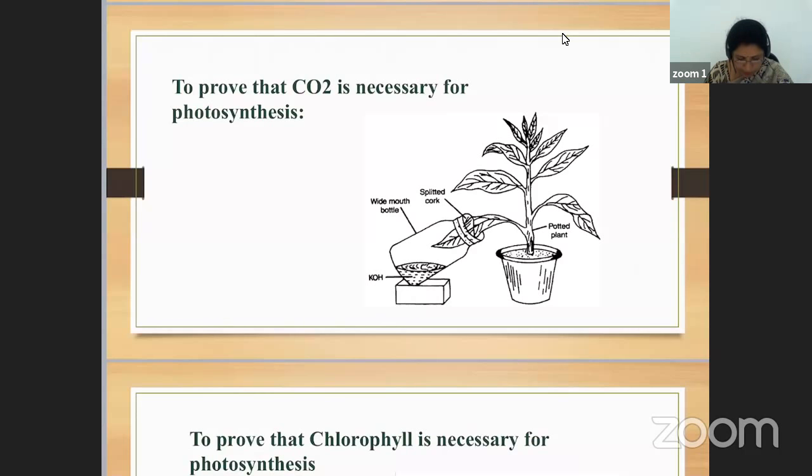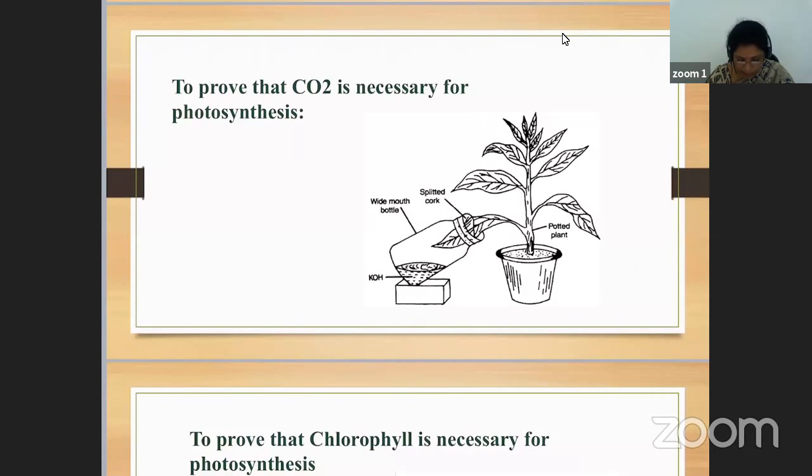Now, we will prove that oxygen is produced during photosynthesis. Till now, we have discussed what is essential for photosynthesis. We have seen that without carbon dioxide, photosynthesis will not occur. Without water, it will not occur. Without sunlight, without chlorophyll. Now, we are going to prove that as a result of photosynthesis, along with glucose, oxygen is released. How to prove that?